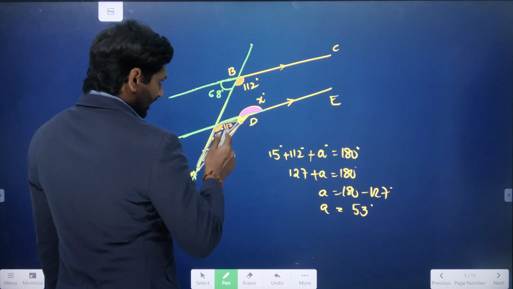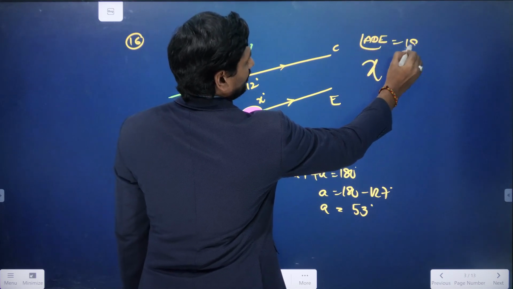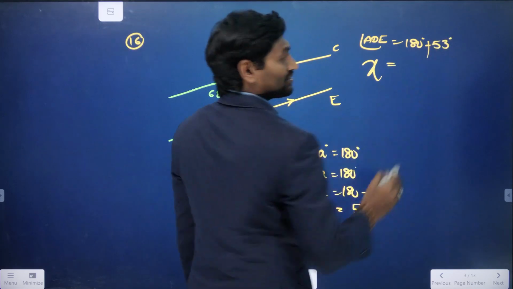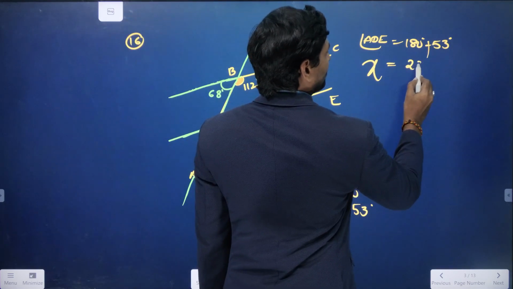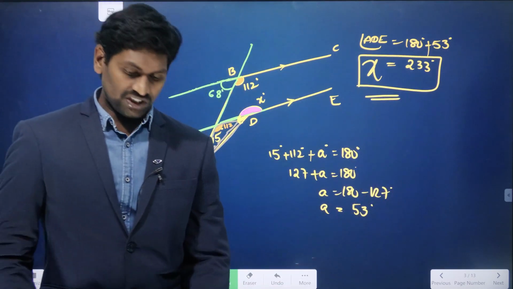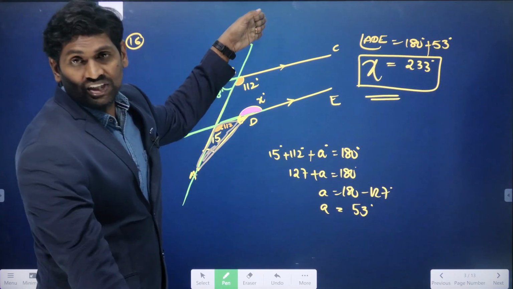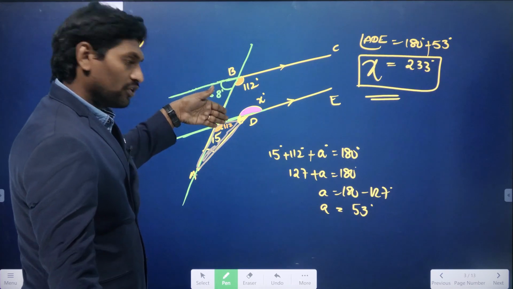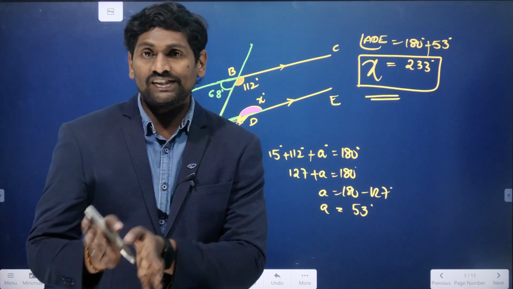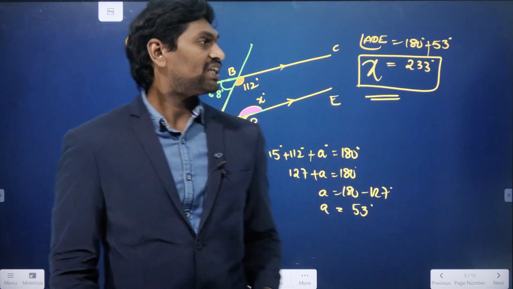Nothing but the entire angle is X, ADE. ADE is nothing but 180 degrees plus 53. How much? 233 degrees is our required answer. Okay? So first what I did, I extended the parallel lines and identified one of the transversal lines here, then applied the corresponding angles. And from the small triangle, I used the angle sum property: the sum of three angles is 180 degrees. So from the options, option 1 is the correct answer for us.